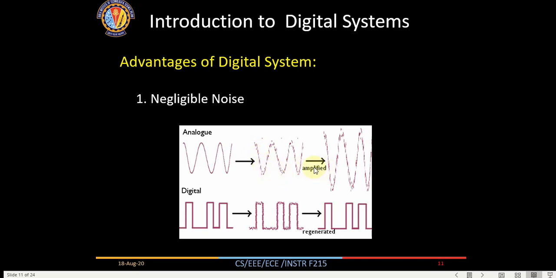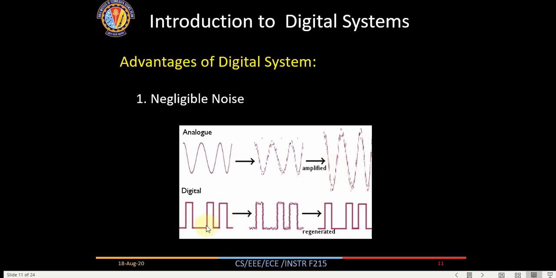Once you amplify an analog signal, even the noise will get amplified. There is no way you can eliminate the noise, because you can't distinguish between the frequency of the noise and the frequency of the audio or whatever the data signal is. If you try to delete some of the signal, your data also might get deleted. So there is no way you can segregate noise from the signal.